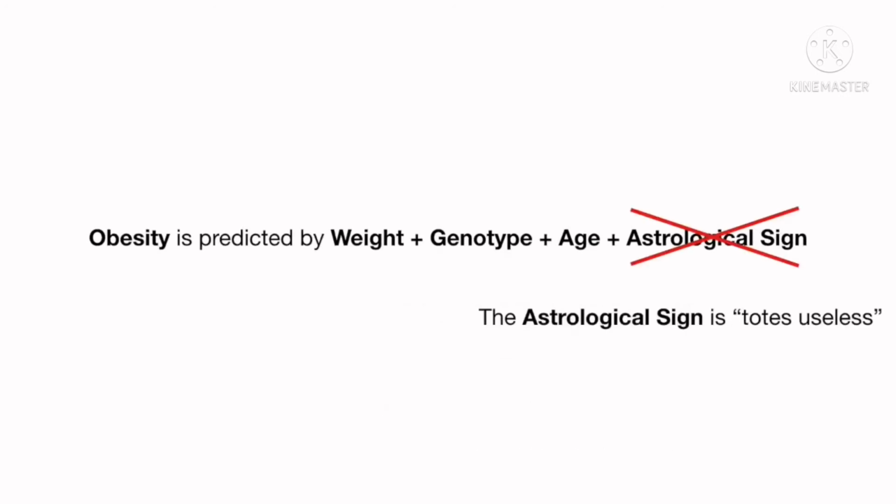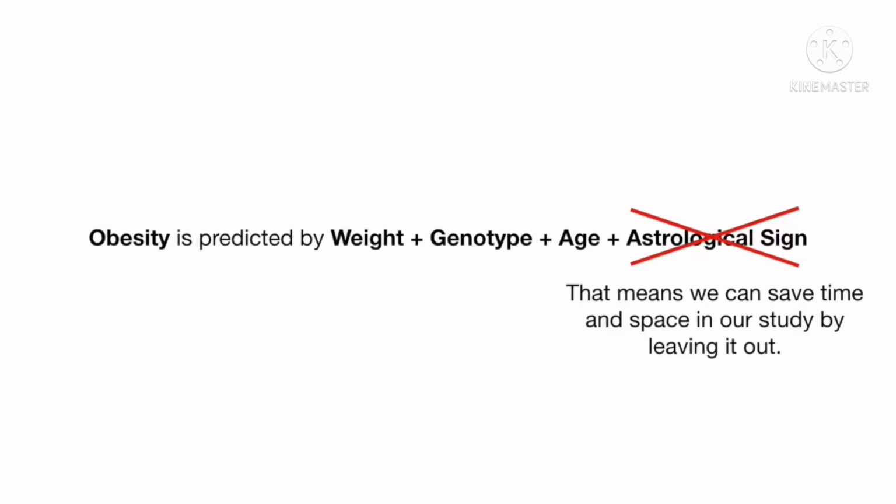In this case, the astrological sign is totes useless. That's statistical jargon for not helping. That means we can save time and space in our study by leaving it out.